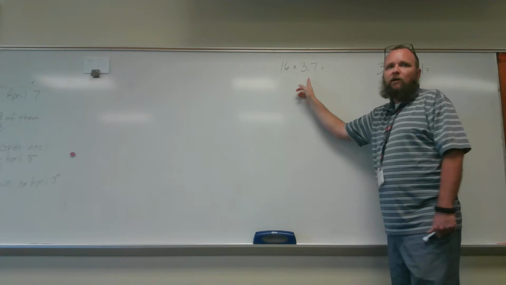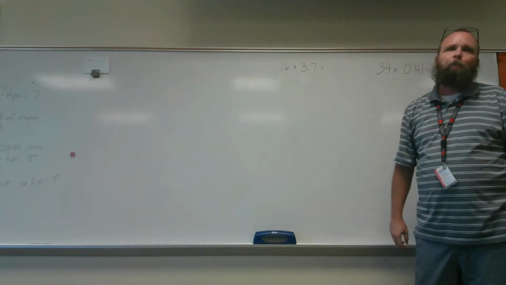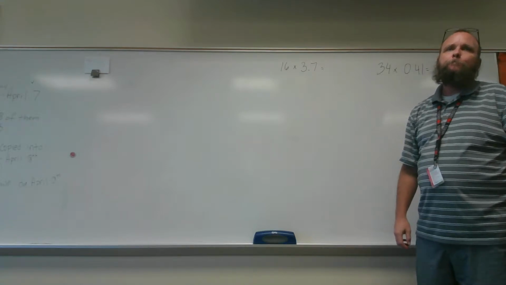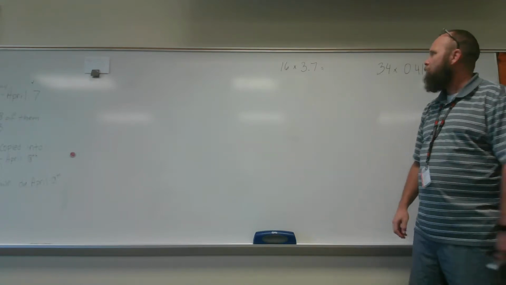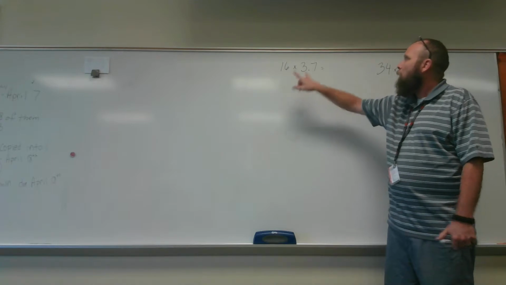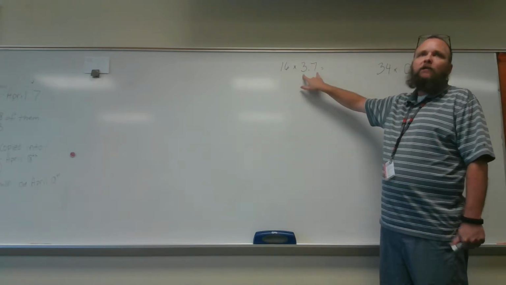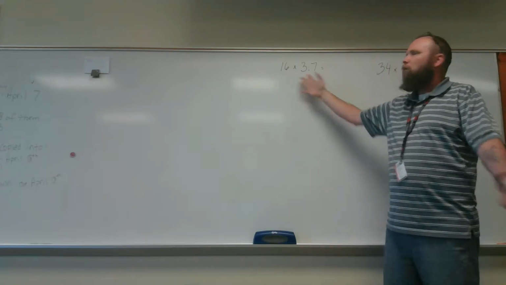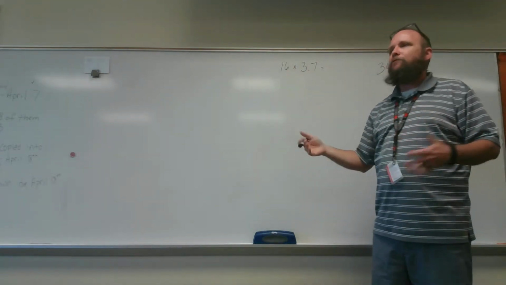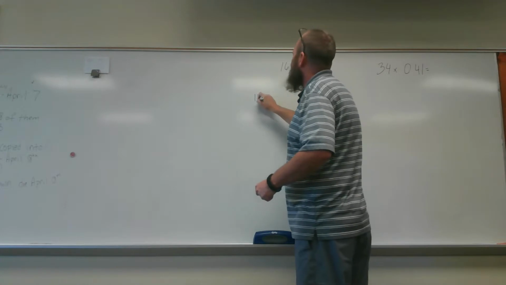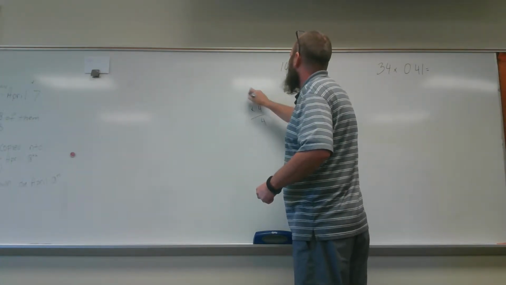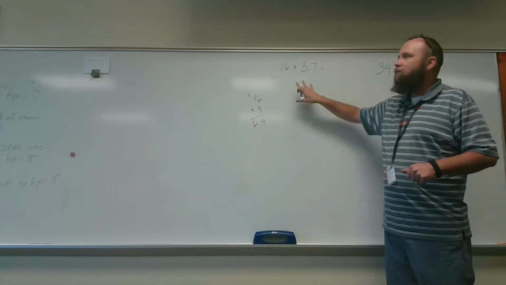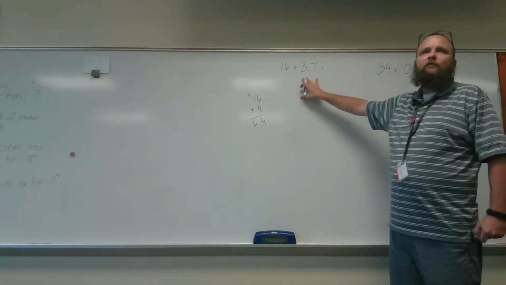Caitlin, what did you get for this problem? I got 59 and 200. Okay, 59 and 200. I don't know, we'll look at it. 3.7. What would I round that to? 4. So if I wanted to get an idea of what my answer should be around, if I multiplied 16 times 4, my answer should be somewhere in the neighborhood of 64.